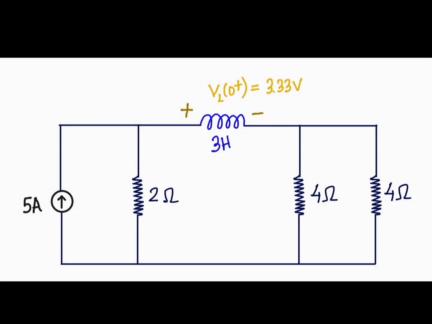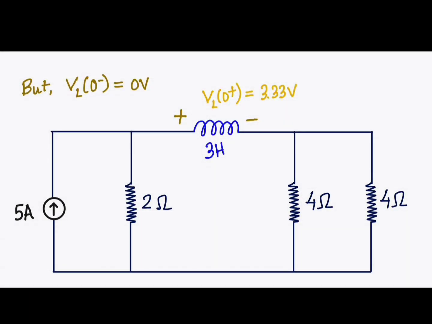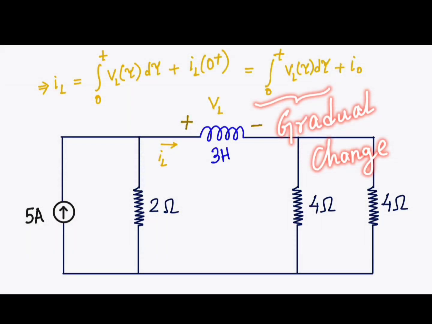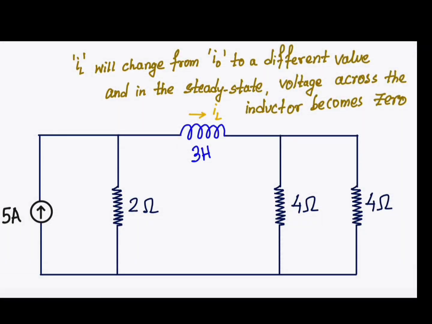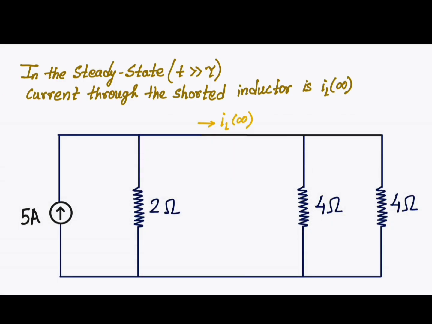At t equal to 0 plus, the voltage across the inductor is 3.33 volt. But at t equal to 0 minus, the voltage across the inductor was 0. Hence, there is a sudden change in the voltage across the inductor. Therefore, there will be a gradual change in inductor current, and the deviation from I0 is going to be dictated by the integration of the voltage. At steady state, the voltage across the inductor again becomes 0 and the inductor current is IL infinity.